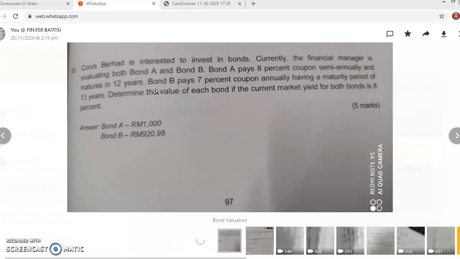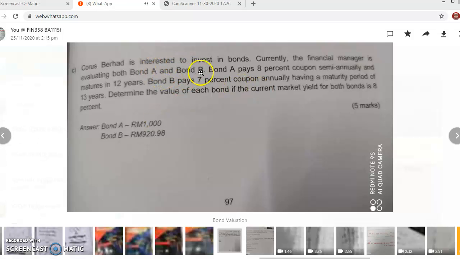So, what you have to do is determine the value of each bond if the current market yield for both bonds is 8%. So the question is actually asking you to calculate the valuation of the bond, or VB, right? So there are two bonds over here, bond A and B, so you have to calculate separately. And then we would compare between these two bonds.